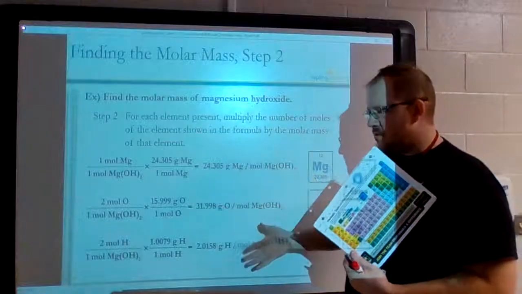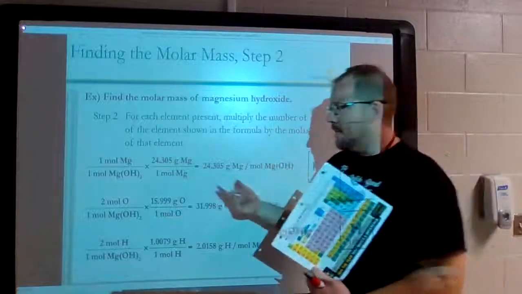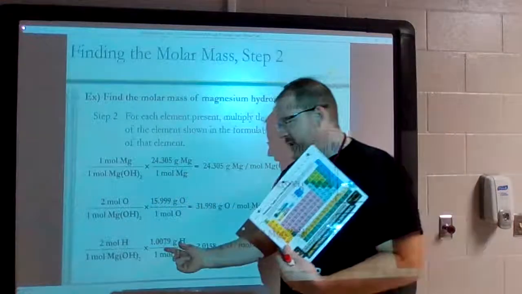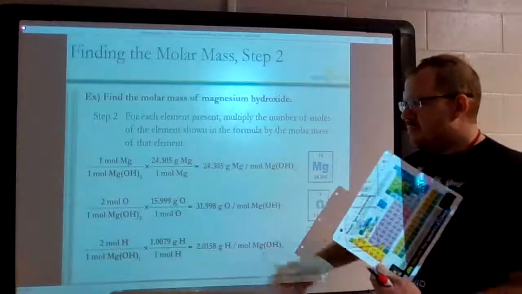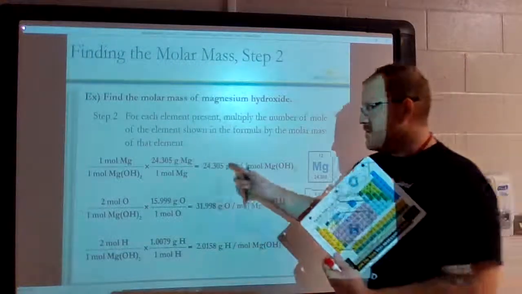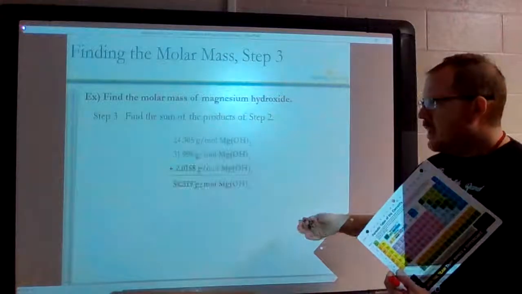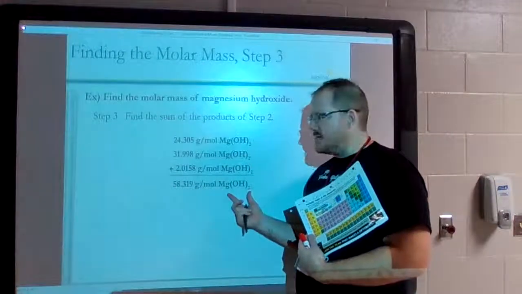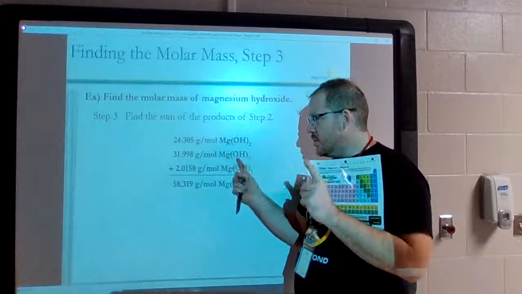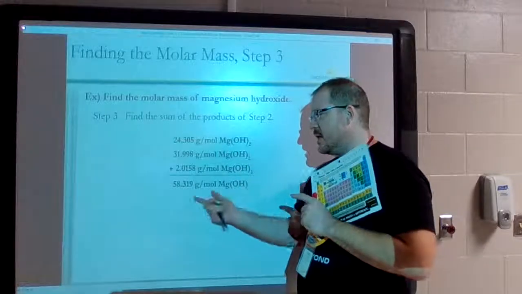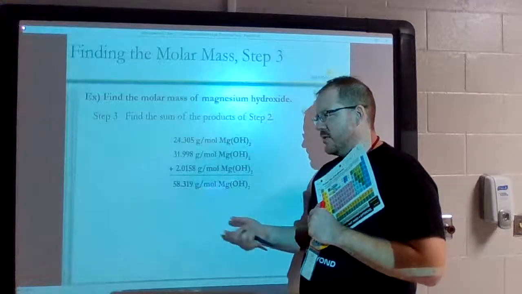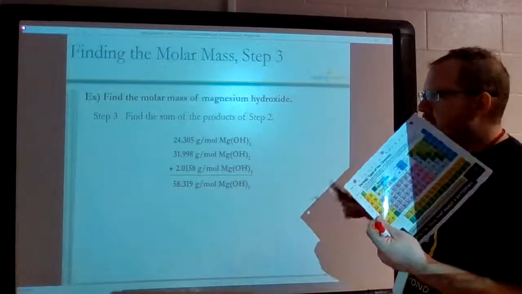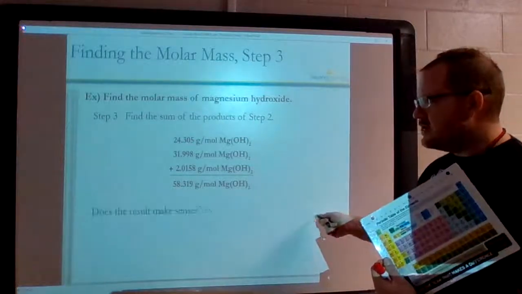So simple math. These numbers aren't super easy, but the math is easy. I'm just taking the weight of magnesium, I'm taking the weight of oxygen times 2, and the weight of hydrogen times 2. And now, third step, I need to add all 3 of these numbers together. So I write all 3 of these down, and I'm just going to add them together. And the total that I get is the weight for this molecule. 1 magnesium, 2 oxygens, and 2 hydrogens. Add them all together, and that is my new weight, 58.319. So that is the sum of the molar mass, 1 mole of magnesium hydroxide.